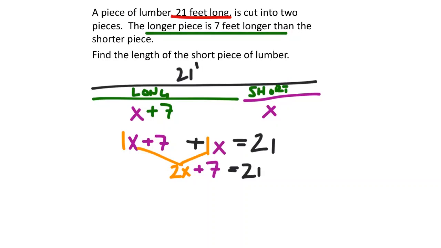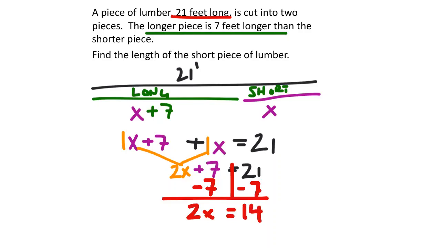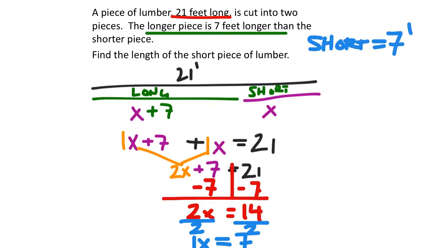So this is a two-step equation, where I need to zero out that plus 7. So I'm going to subtract 7 from both sides. So 2x, that would mean two short pieces, because x is the short piece, would be 14 feet. But I want just the short piece for now. So I just want one short piece, right, 1x. So I'll divide that by 2 to get one short piece, which is 7. So the short piece, right now I can see we just solved, is 7 feet long.